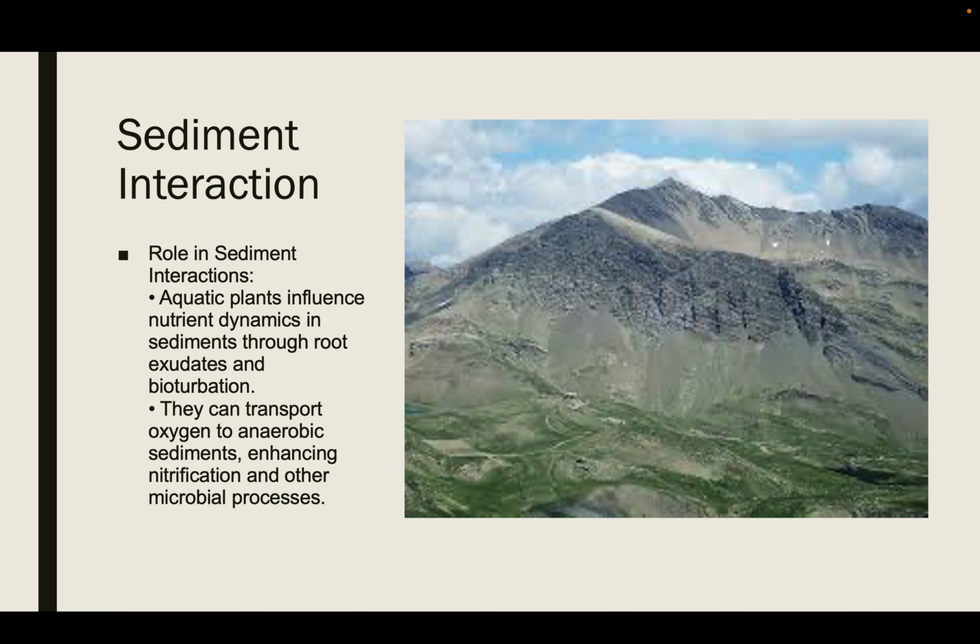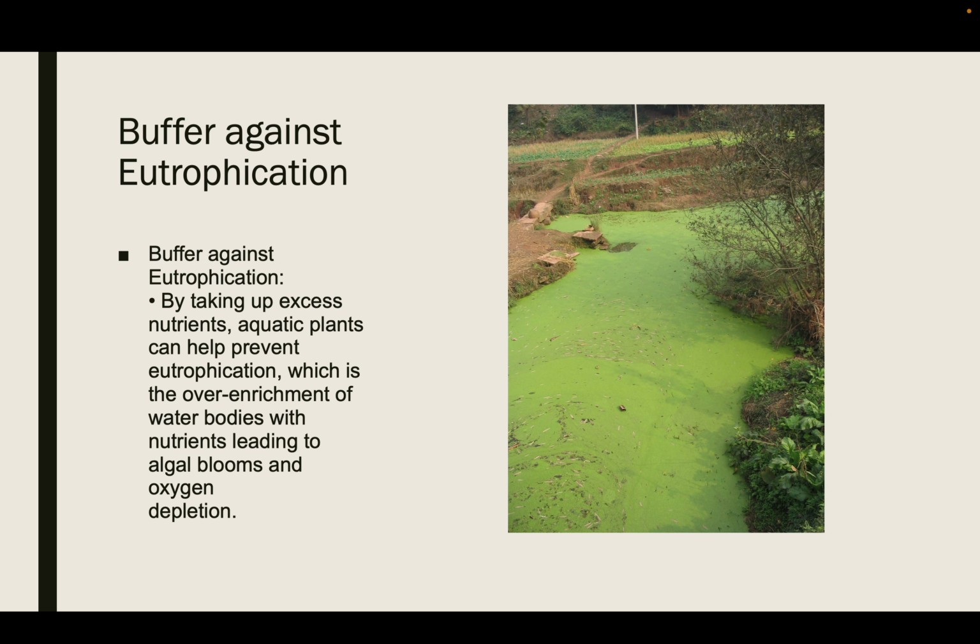So in the role of sediment interactions, aquatic plants influence nutrient dynamics in sediments through root exudates and bioturbation. So they can supply oxygen to anaerobic sediments, enhancing nitrification and microbial processes. And also the buffer against eutrophication.